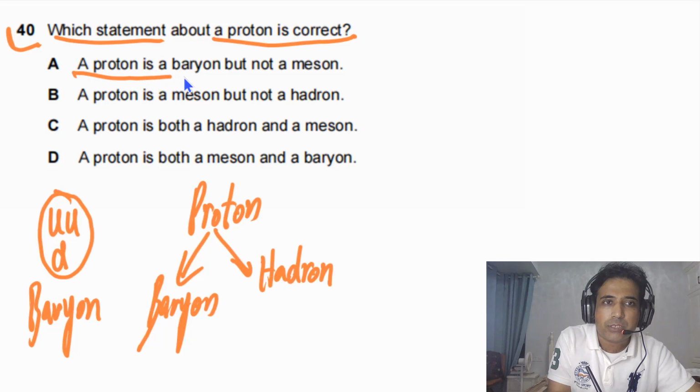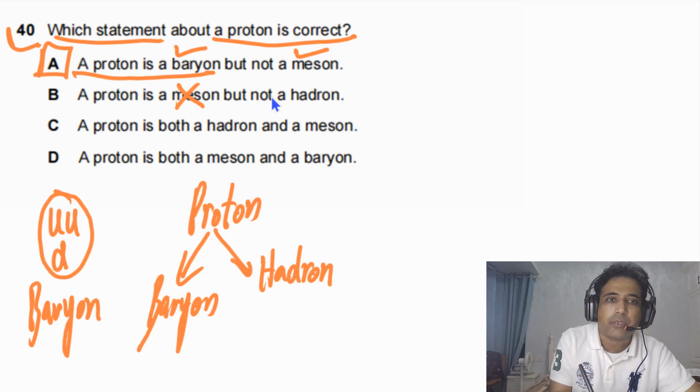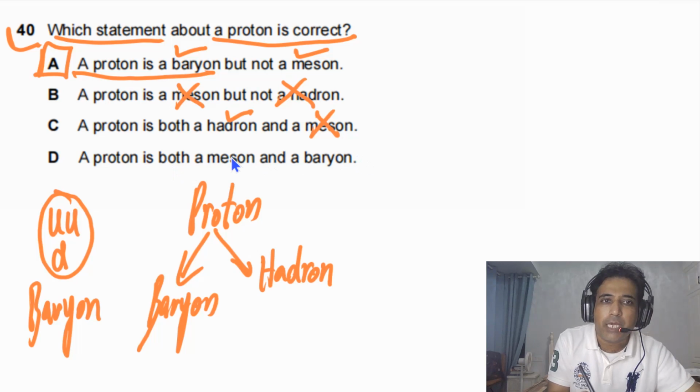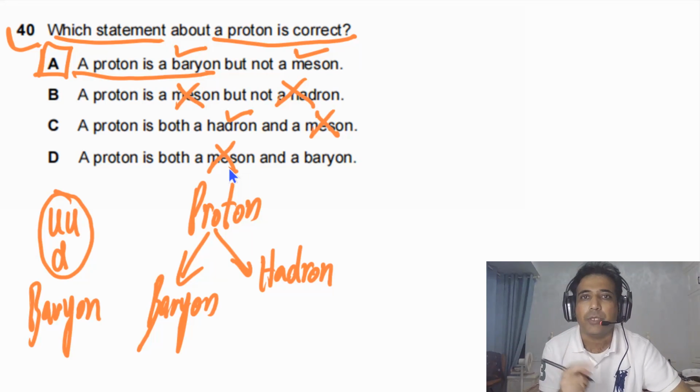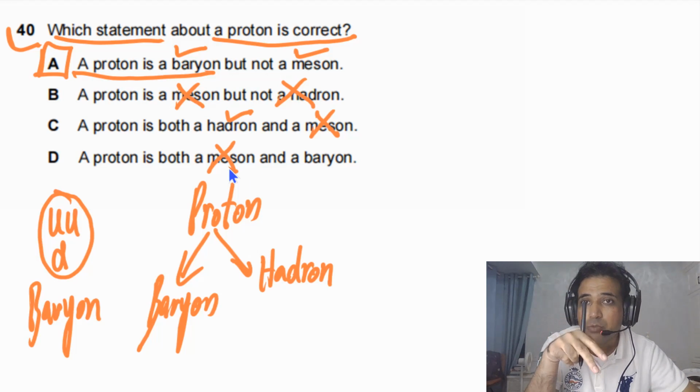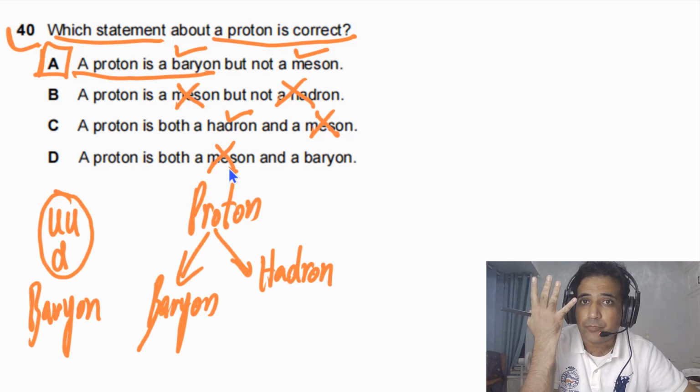A proton is a baryon. Yes, this is right. Not a meson. Yes, this is also correct. So the answer for this question is A. A proton is a meson? No, this is not correct. But not hadron? This is also incorrect, it is a hadron. A proton is both a hadron and a meson? No, it's not a meson. A proton is both a meson and a baryon? No, it is a baryon. A particle can be a baryon or a meson, because mesons consist of a quark and an antiquark, and baryons consist of 3 quarks or 3 antiquarks.